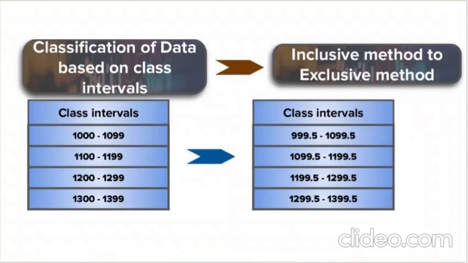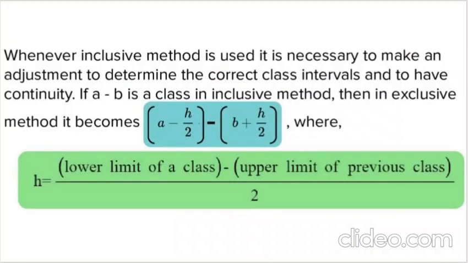Now look over here. Classification of data based on class intervals. Okay, look at the class intervals here: 1000 to 1099, 1100 to 1199. These are my class intervals. Now how did we make the inclusive method into exclusive? We made it the exclusive method as 999.5 to 1099.5. Then 1099.5 to 1199.5 and so on. Correct. So whenever the inclusive method is used, it is necessary to make an adjustment. If we want to get correct classes in continuity, we have to adjust the inclusive method.